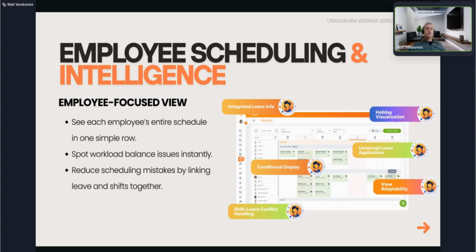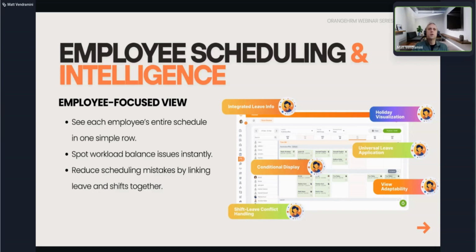Okay, so let's take a few minutes to talk about employee scheduling and intelligence. So we've introduced this concept of an employee focused view as part of the initial rollout. And that is to say, show me one employee and show me what they're scheduled for over the next week, the next pay period, the next month, etc. So we can understand, okay, we have scheduled Julianne significantly over the next 2 weeks. Maybe this is more than we anticipated.